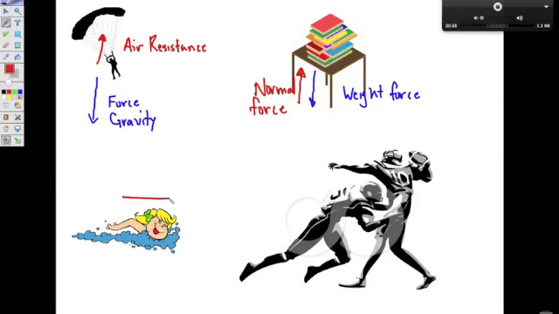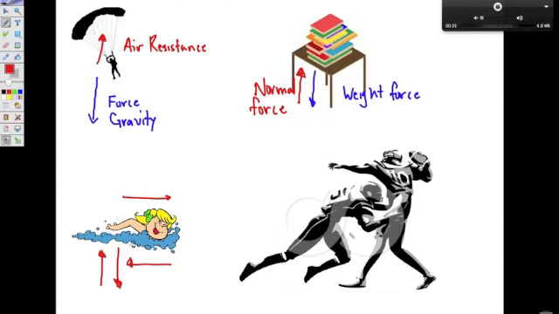We have the propulsion force going that way, but we also have the water resistance going that way. She has a weight force, but she's not going down in the water, so there must be a force acting up on her as well, and we call that buoyant force.